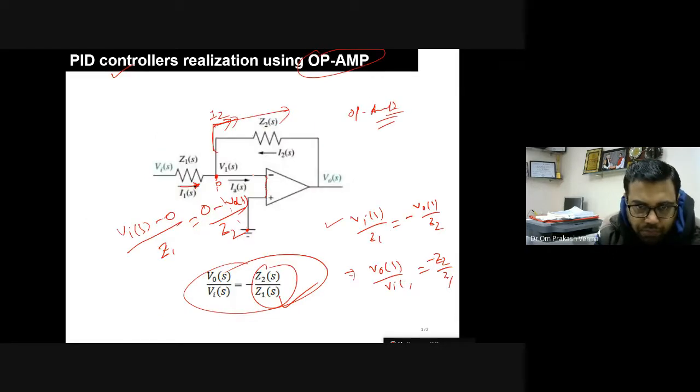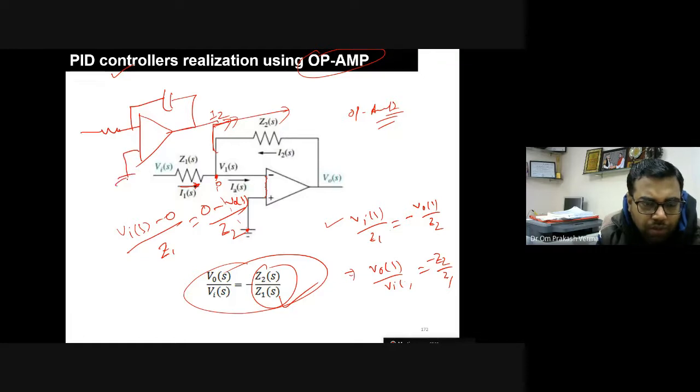Now here you have taken R. Let's say this is the R and this is the capacitance C. Okay. So can anyone tell me what is the transfer function for this? What is the transfer function for this? Anybody?